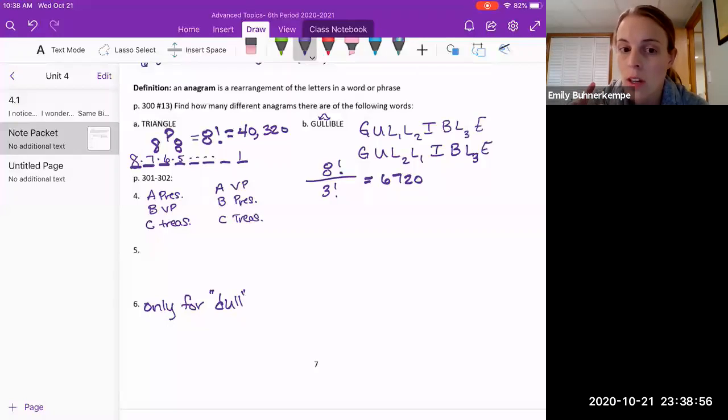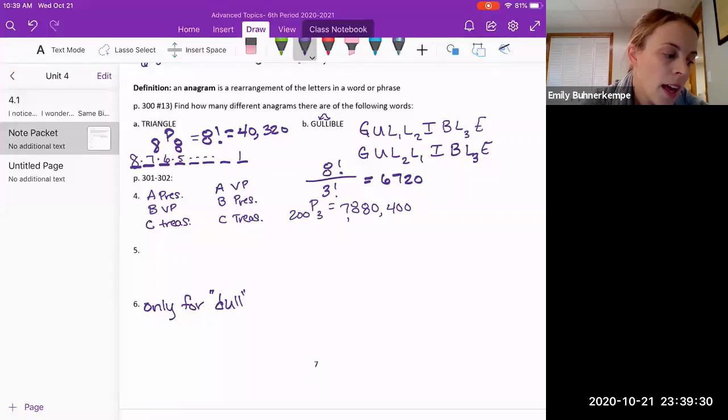It gives us a different identifier for president, vice president, and treasurer. So we're using a permutation here. You have 200 students total, and you're selecting 3 of them for those 3 positions. So we're doing 200 permute 3. 200 permute 3 is 7,880,400. At any point in time, feel free to pause the video and try any of the following problems on your own, and then watch the video to see how you did.